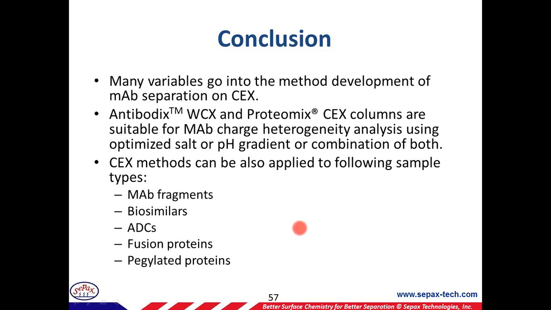All the methods we have talked about here can be applied not only to the monoclonal antibody, but to any proteins and all the following sample types: the mAb fragments, the Fab and Fc, and also the F(ab')2, and the biosimilars. Not only the monoclonal antibody biosimilars, you also can have other protein biosimilar drugs as well. ADC has become a very important drug category.